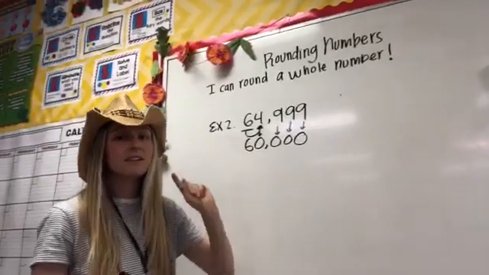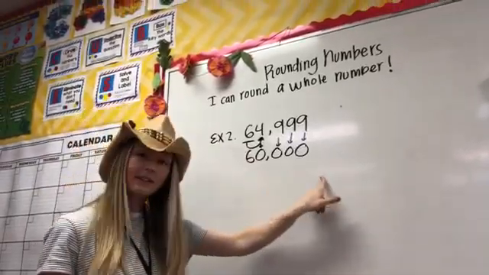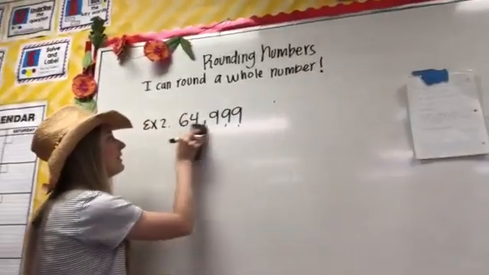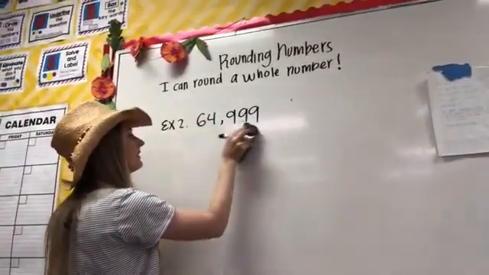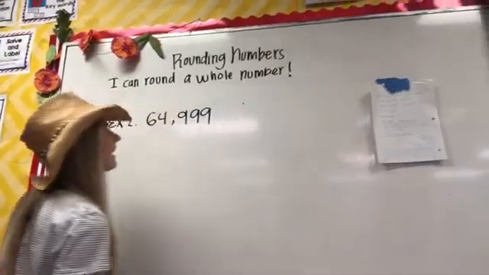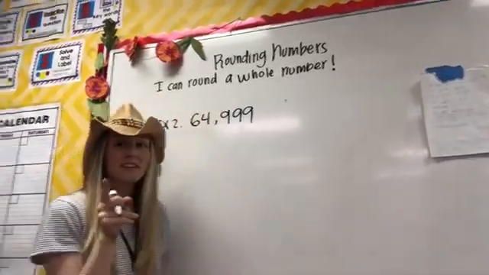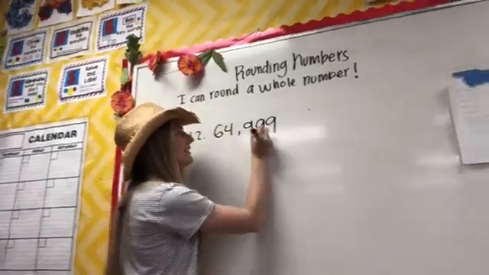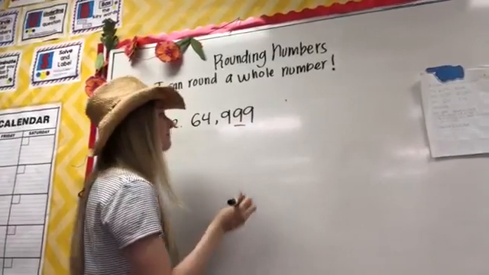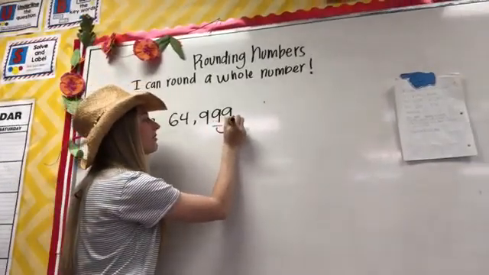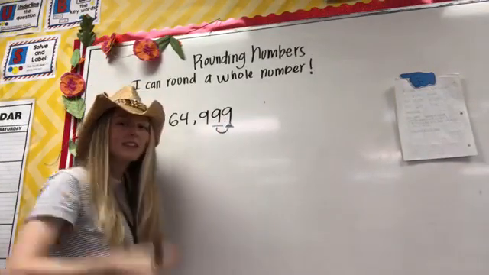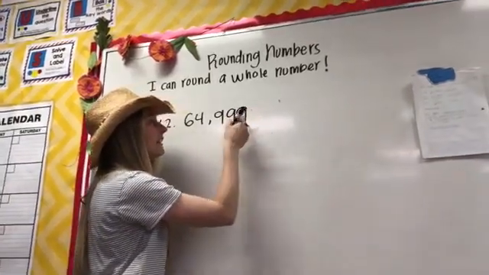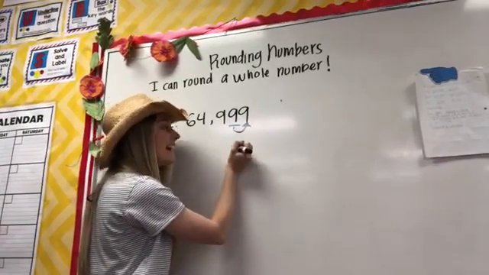So 64,999 rounded to the nearest 10,000ths place is 60,000. Okay, let's try one more thing with this number. If we were rounding this number to the nearest, let's say, ooh, this is a good tricky one. If we were rounding it to the nearest tens, stay with me, okay? So we look to the right of it, and the 9, what does it tell it to go up or stay the same? It tells it to go up.